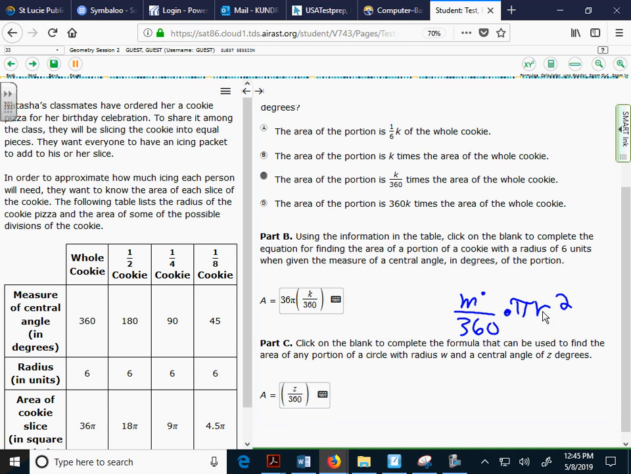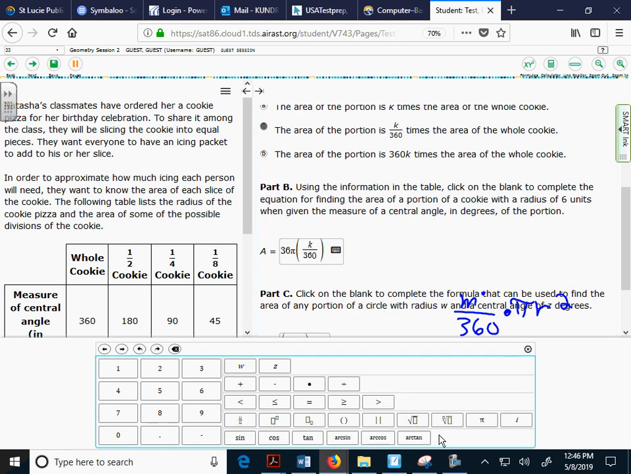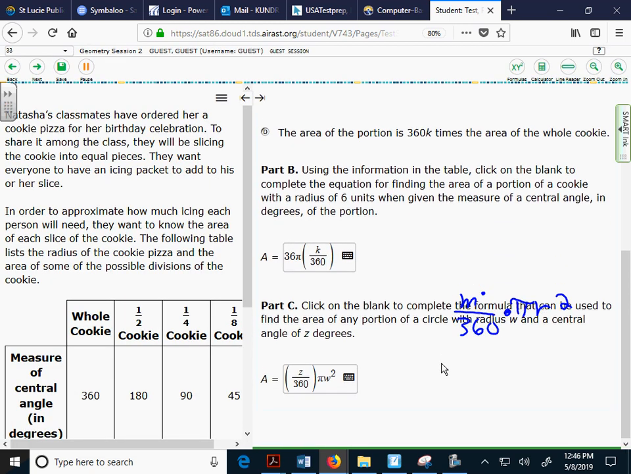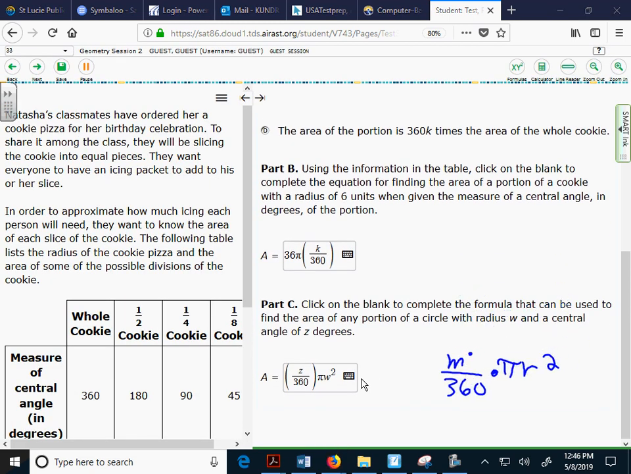And then we're multiplying that by pi r squared, so I'm going to do the pi button. And instead of R, oh look, they give you the letters. We're going to use W. Now this is pretty cool. This is my square button right here. And I'm going to put a little 2. Here, let me blow that up so you guys can see it in the class. Does that look good? Guess what? We're done.